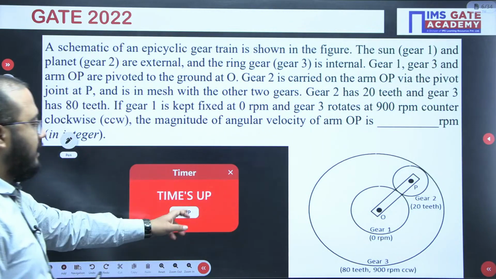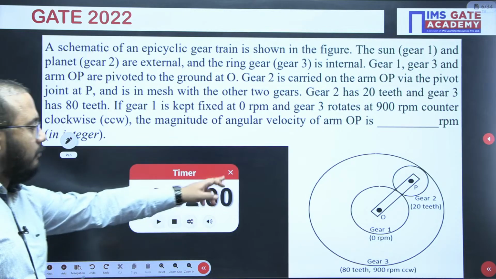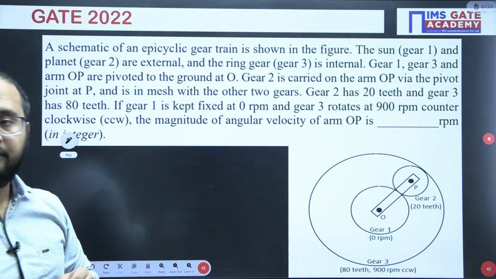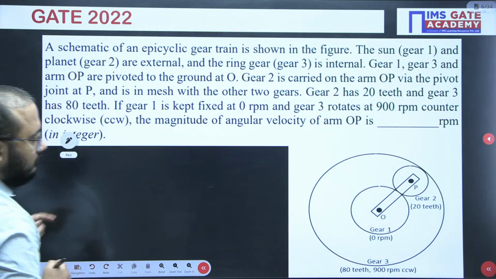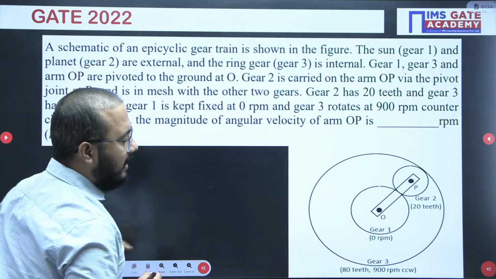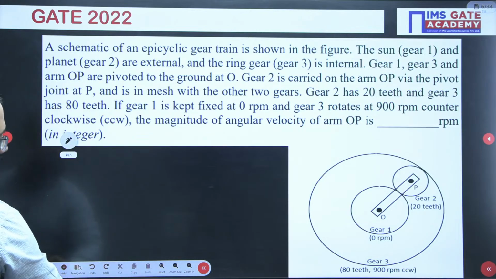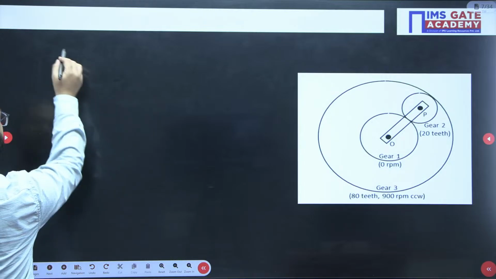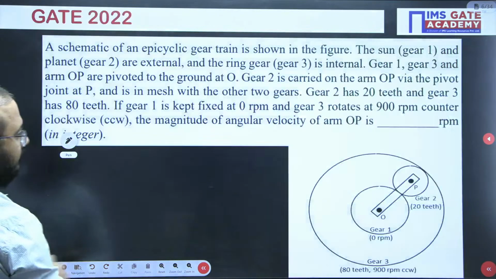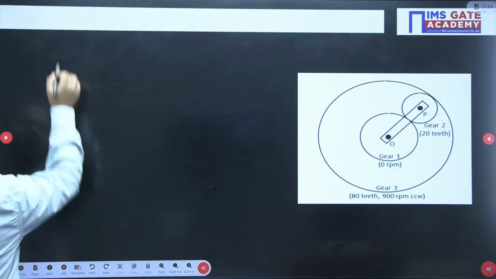Now, time up. Now see everyone, how to approach this question. Everyone, please try to observe. They are asking for the magnitude of arm OP, okay? Let us write here. First of all, using the relative velocity method, they have given in terms of RPM, so I will write N.